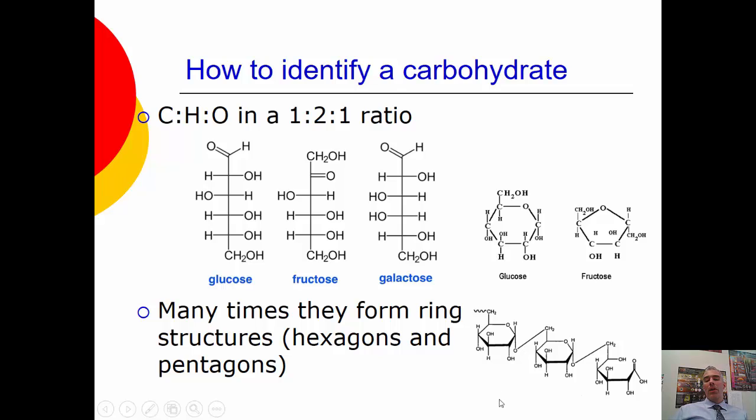A lot of times, though, carbohydrates may be drawn as these ring structures. It's like a hexagon, or a pentagon sometimes, with an oxygen in between, and then they're connected to each other. So they look like long chains of these same sugar molecules repeated over and over again.